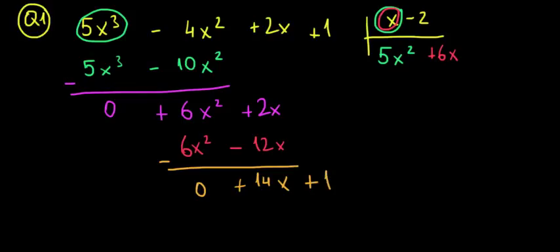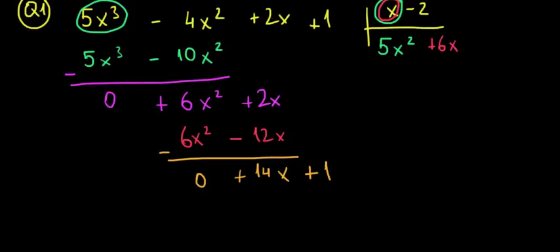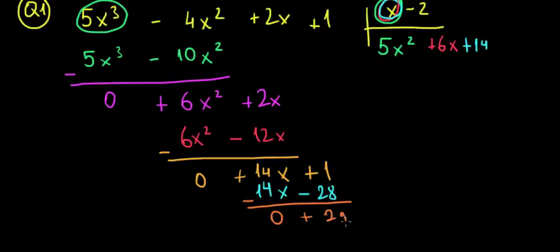Okay, let's make some space. 14x divided by x. So we're dividing by x, we're having plus 14. And now when we multiply back, we have 14 times x is 14x, and 14 times minus 2 is minus 28. And when we subtract, what do we have as a remainder? Well, 14x minus 14x is 0, and then 1 minus minus 28. It's 1 plus 28, so we're having plus 29 as a remainder.